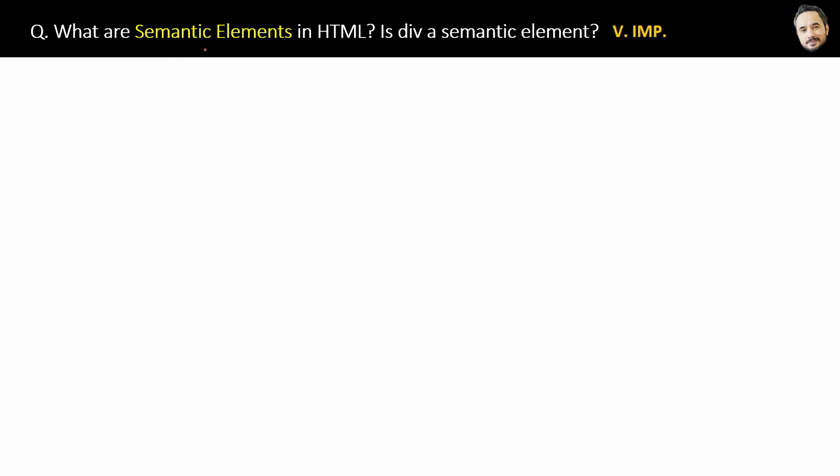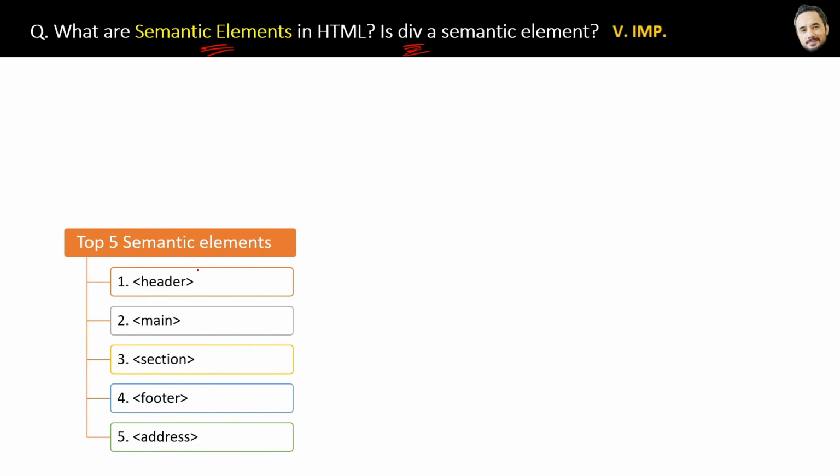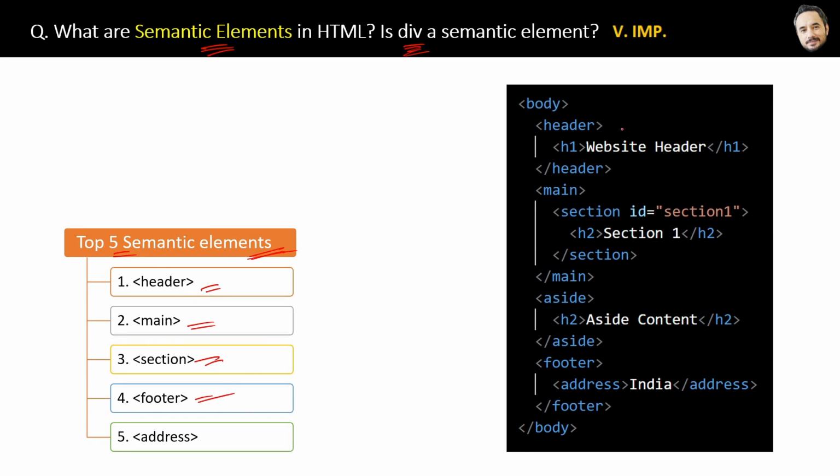What are semantic elements? Is div a semantic element? Semantic elements are elements where, by looking at their names only, you can easily tell what kind of information or content is present inside them. For example, here are the top 5 semantic elements. We already discussed these elements in the previous questions, right? And here is the code for them. Here you can easily assume header will have the website header, main will have the main section, footer will have the address and other things, right?